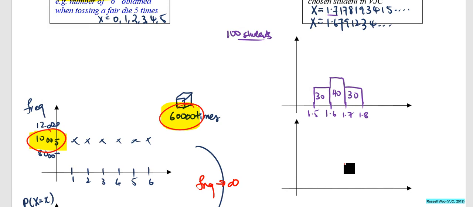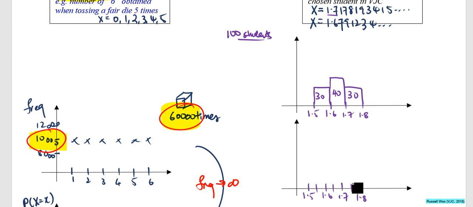But you look up. I don't quite like this histogram. Why? Because the width is too big. Can I break it up and say, okay, now I have 1.5, 1.6, 1.7, and 1.8. I break it up at 1.55, 1.65, and 1.75, and now I have 6 strips.